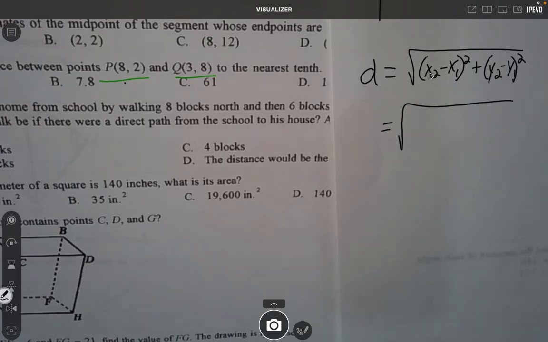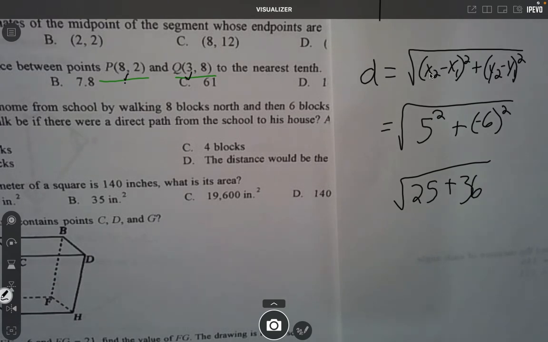8 minus 3 is 5. Okay, don't forget we got to square. Same way. 2 minus 8 is negative 6. Don't forget, what happens when we square a negative? It turns into a positive. Positive every time. If it didn't, it's wrong. Okay, now what is 5 squared? 25. What is negative 6 squared? 36. And what's 25 plus 36?